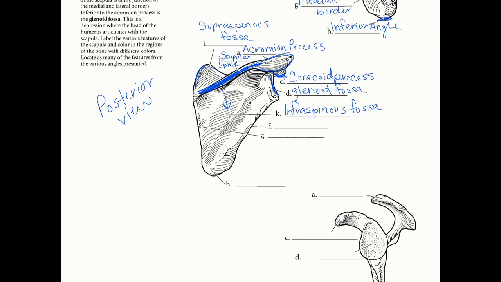Same with our borders. Now this side here is going to be our medial, so we have our medial border. F is going to remain labeled as our lateral border. And H is our inferior angle. Last one for the scapula.